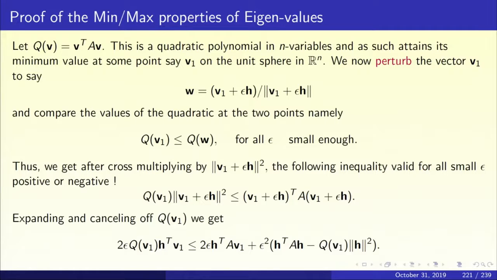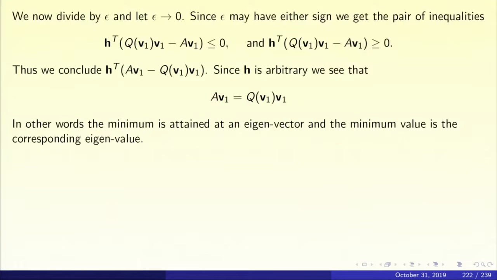So what will be left out? The 2 will cancel out. What will be left out now? You're going to get, let's see, H transpose into QV1 V1 minus AV1 less than or equal to 0.